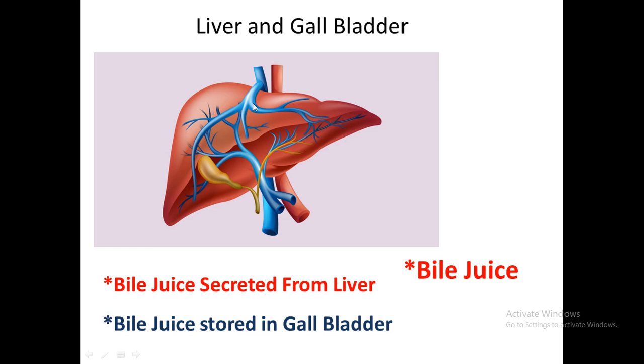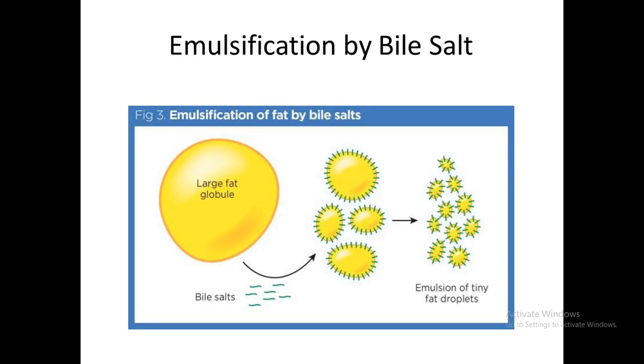It will be secreted from the liver and it will be stored in the gallbladder. So this bile juice will convert the acidic food into alkaline food or basic food. Then this bile juice also contains some salt, and it is known as bile salt. So some bile salts are present in the bile juices.